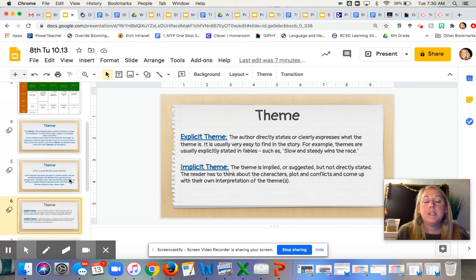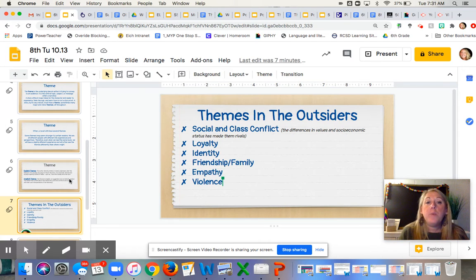Okay, in most books that you're going to be reading and that we will be studying in class, we are looking for implicit theme. And that is where the theme is implied or suggested, but not directly stated. The reader has to think about the characters, the plot, and the conflicts and come up with their own interpretation of the theme or themes. Again, in The Outsiders, we have multiple themes. Here are some of them. You could make a case for others as well.